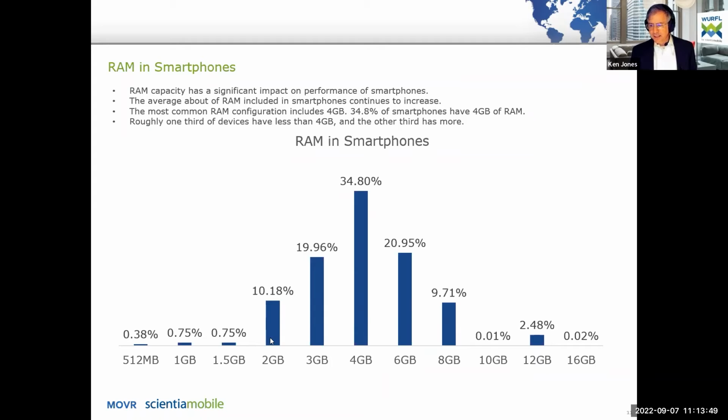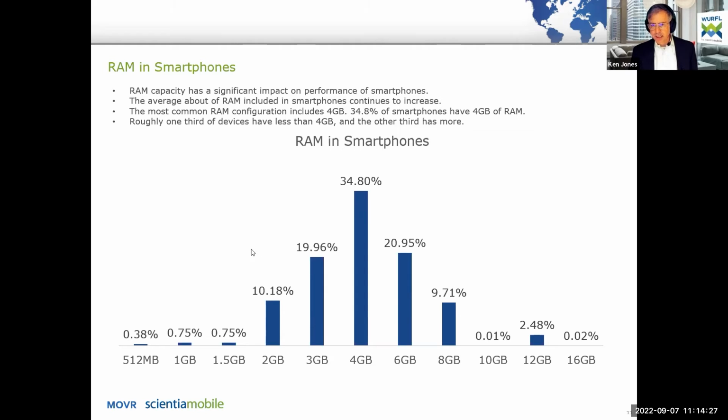And this gives you an idea of what the most common amount of RAM is: 4 gigs. That's what we're seeing on most smartphones today. About a third of them have this 4 gig, and about a third have more, and then the remaining third have less. It's a good normal curve, except there are a few out here with 12 gig. So it's interesting to see how this has evolved and shifted over time.